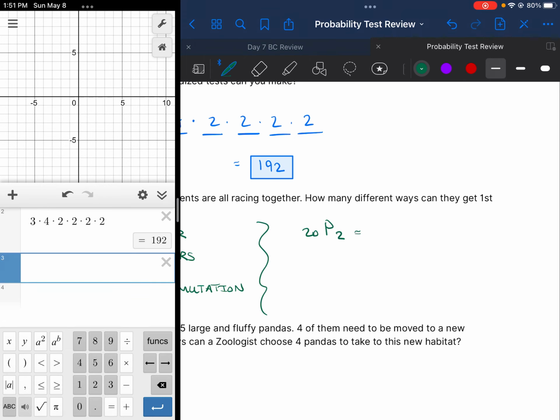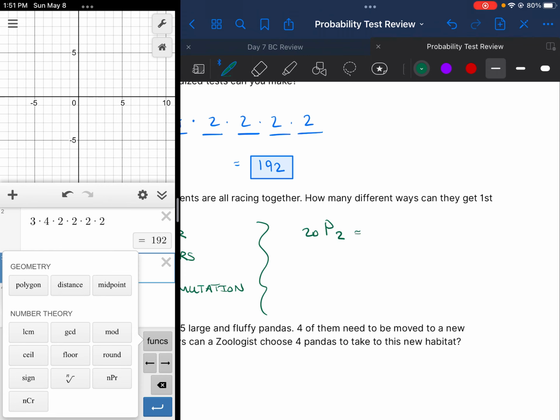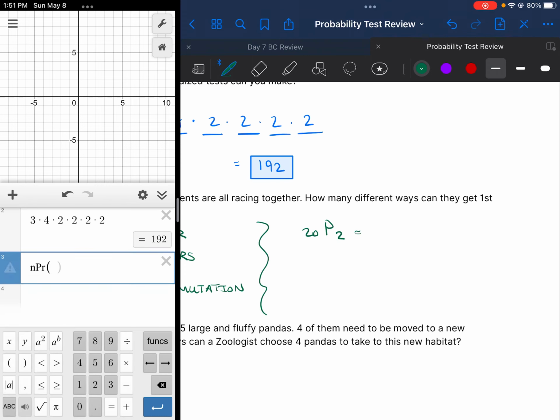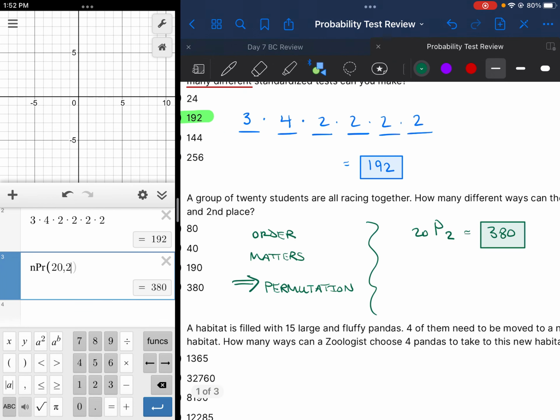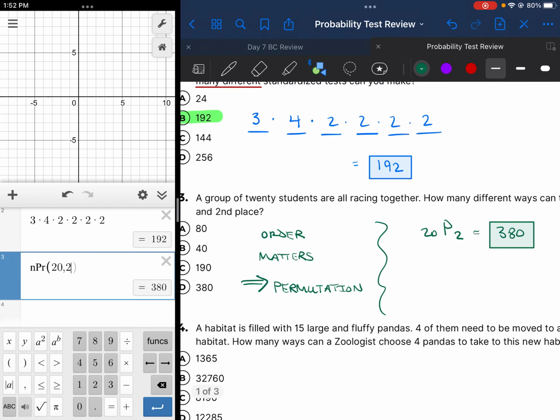Remember that if you're using Desmos, click on your Functions tab, scroll all the way to the bottom. At the bottom, you'll see nPr and nCr. Obviously, take nPr for permutation. 20 first, that's the n. Then comma, don't forget the comma. 20 comma 2, that's 380. So there are 380 ways from these 20 students that are all racing together that we can get first and second place.